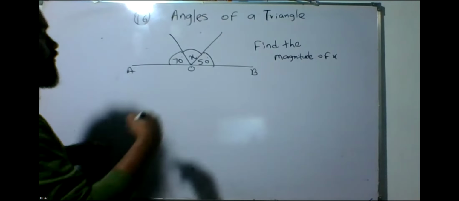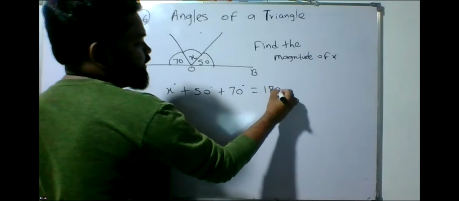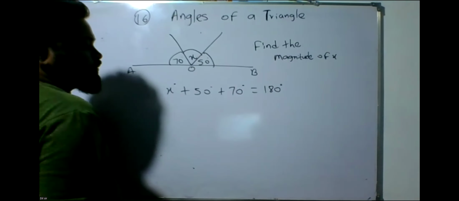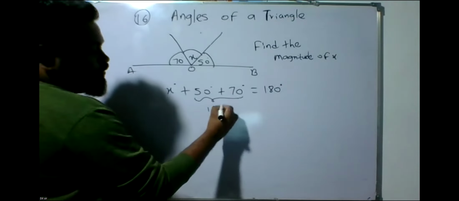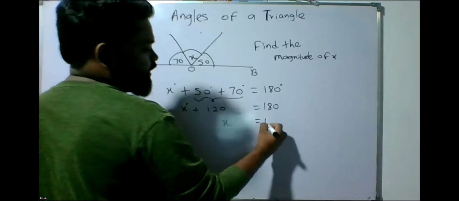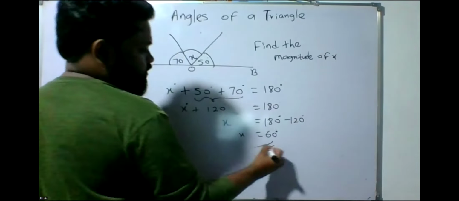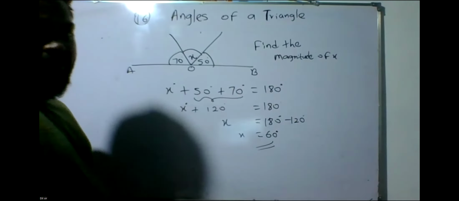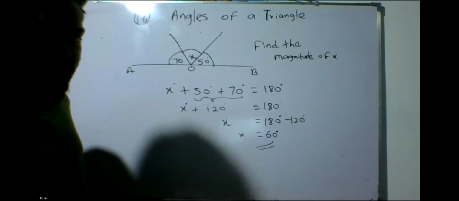Right, simple one, no? x plus 50 plus 70 equals 180, because angles on a straight line add up to 180. Then 50 plus 70 is 120, no? x plus 120 equals 180. x equals 180 minus 120. It is 60. Maintain the equal signs in line. Very simple question. x equals 60.